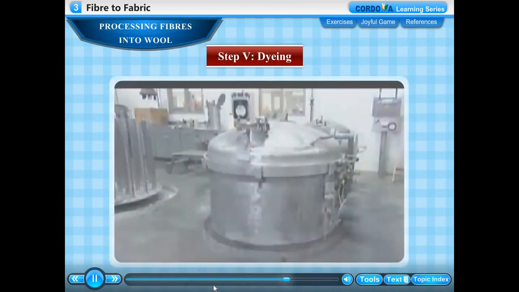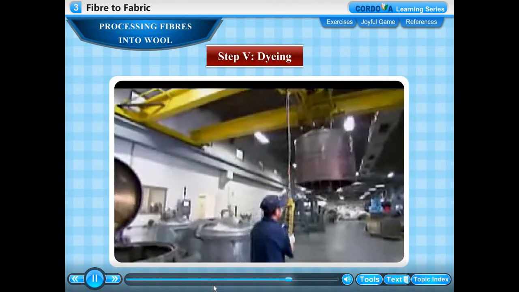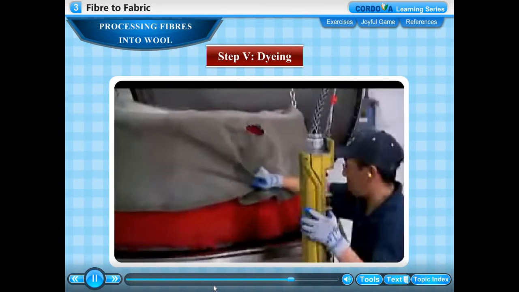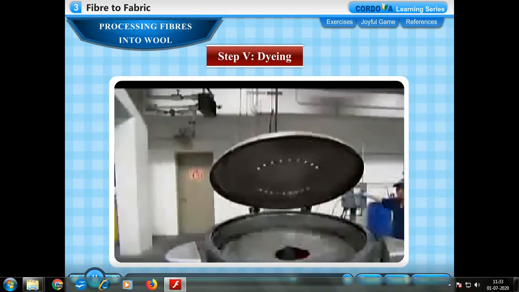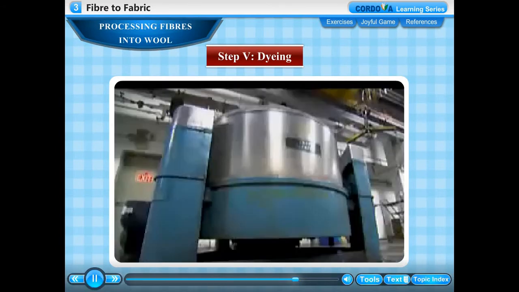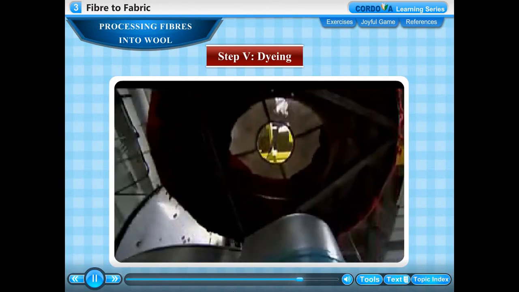Step 5. Dyeing. The natural fleece of sheep is black, brown or white in color. The fibers obtained after combing are dyed in various colors.